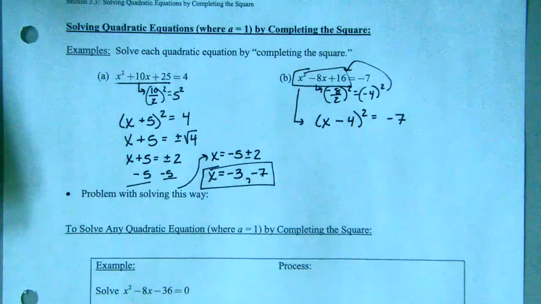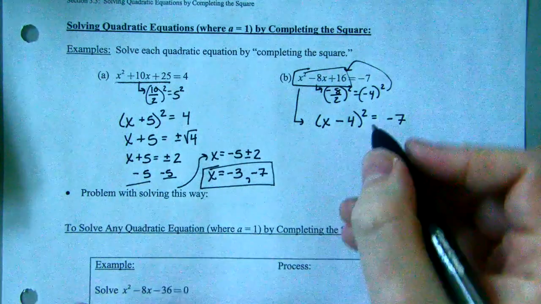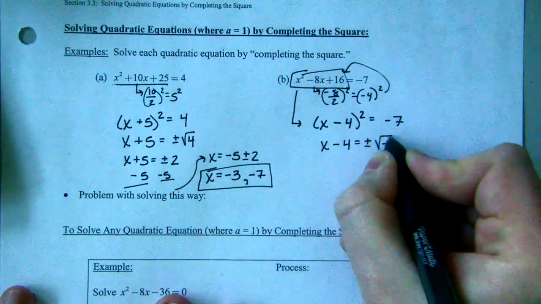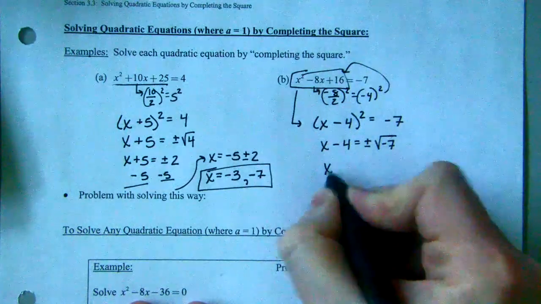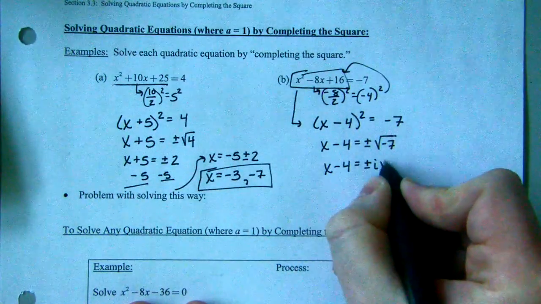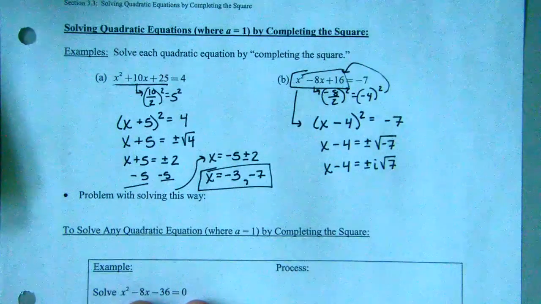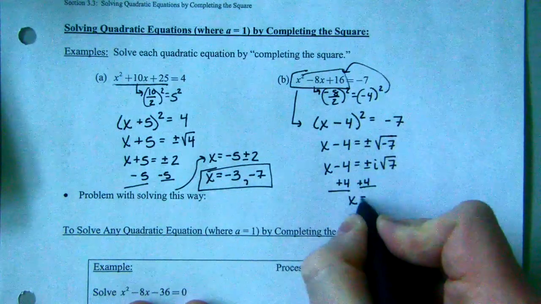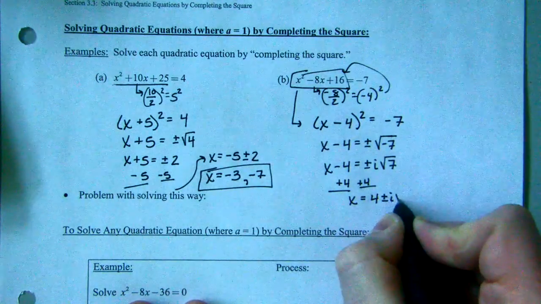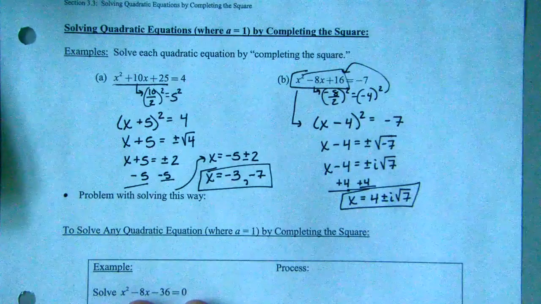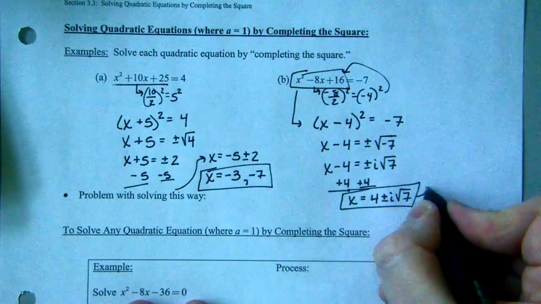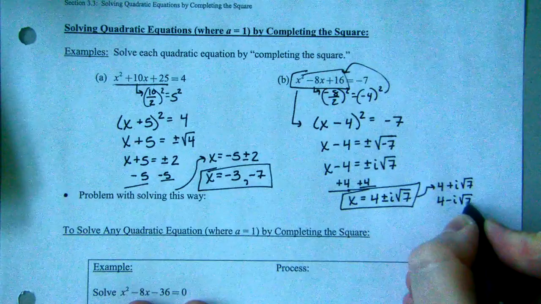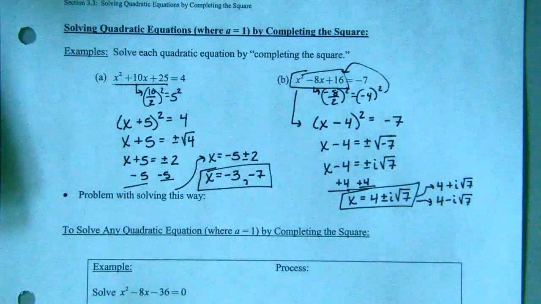Now, how do we get rid of a square one more time? We're going to take the positive and negative square root. I'm going to say x minus 4 equals plus or minus the square root of negative 7. Square root of negative 7, that's i root 7. So I'm going to say plus or minus i root 7. I'm now going to add 4 to both sides. We're going to get x equals 4 plus or minus i root 7. Those are our two answers. They happen to be complex number answers. We could also say the answers are 4 plus i root 7 and 4 minus i root 7. But I'm perfectly okay if you want to write it with the plus or minus in the middle.